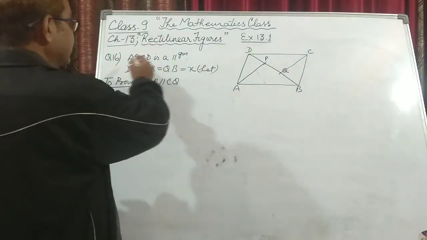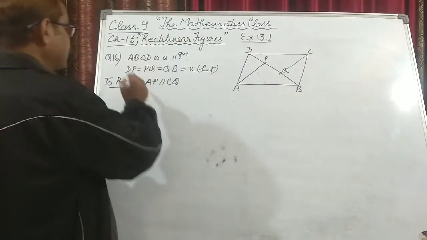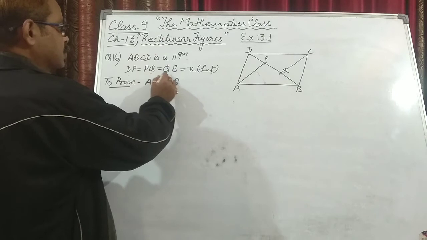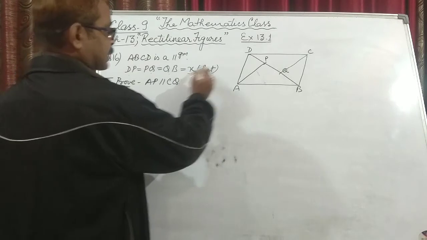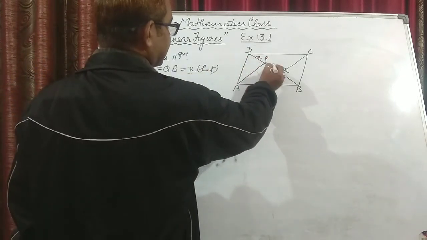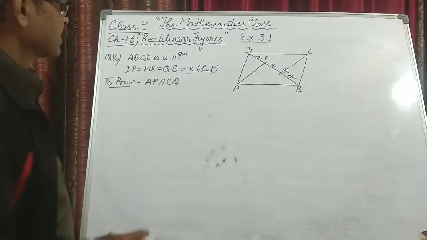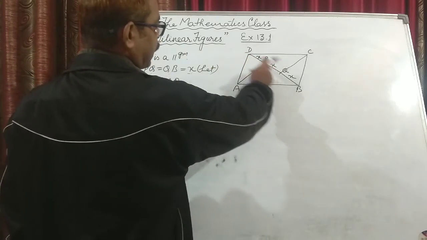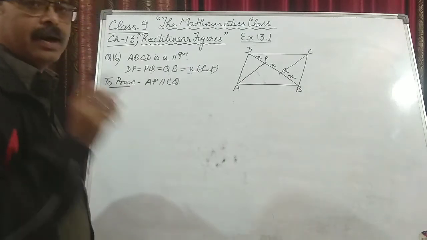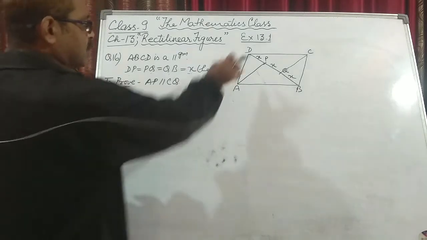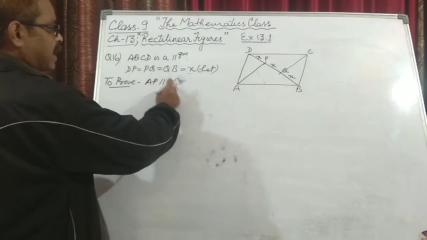So what I have written in the given portion: ABCD is a parallelogram, that is given. Second point, DP is equal to PQ is equal to QB, and I have taken them as X. Let us say this portion is X, this portion is X, and this portion is X units long. It means that P and Q are dividing the diagonal DB into 3 equal parts, and I have assumed the length of each part is X units. So DP is equal to PQ is equal to QB. We have to prove that AP is parallel to CQ.